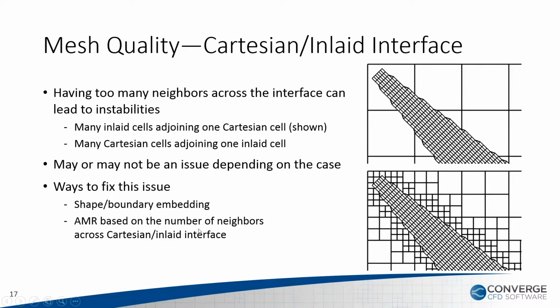If a given Cartesian cell has too many inlaid neighbors, then it will try to embed that cell. On the other hand, if the Cartesian cell is much smaller than the inlaid cell, so we have the situation that's the opposite of this image shown here, where you have one large inlaid cell that's interfacing with lots of Cartesian cells, in that case this particular AMR would try to release the embedding on the Cartesian side.